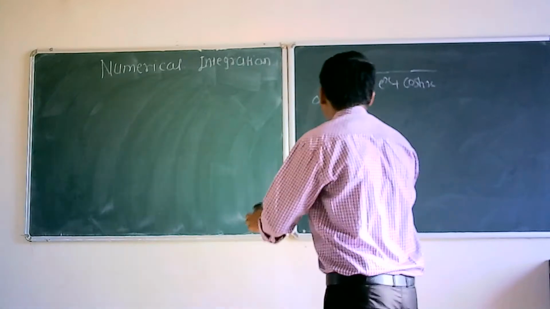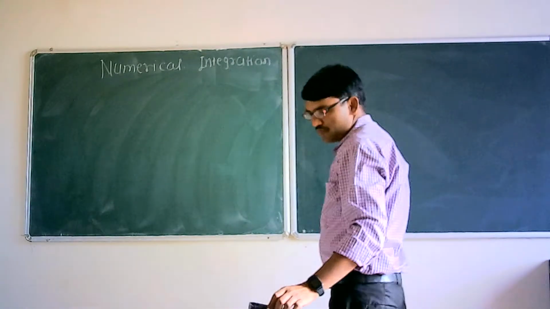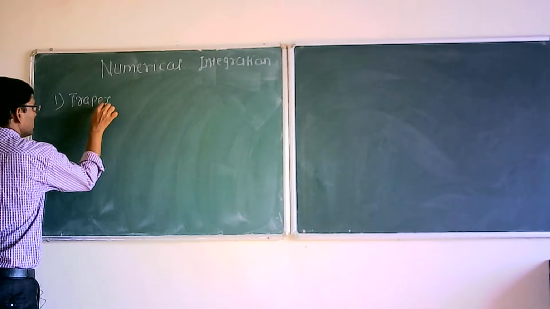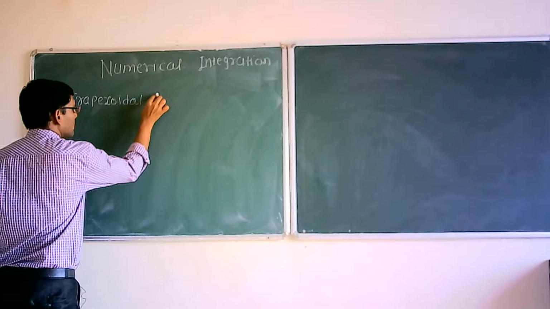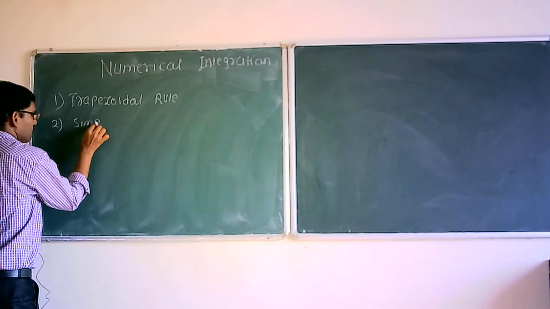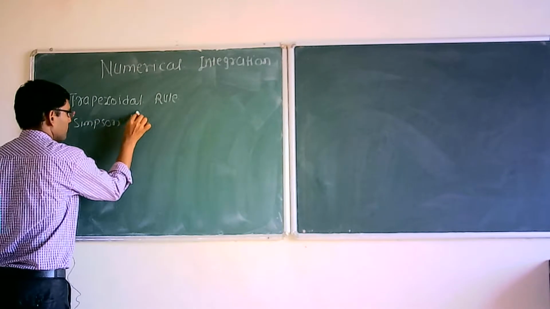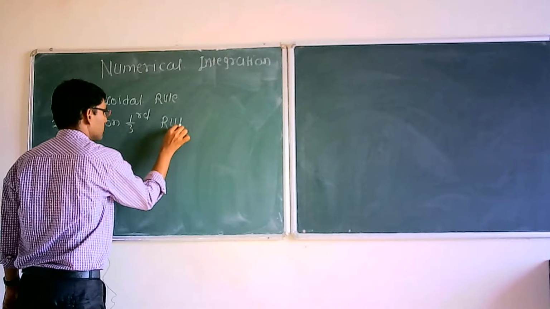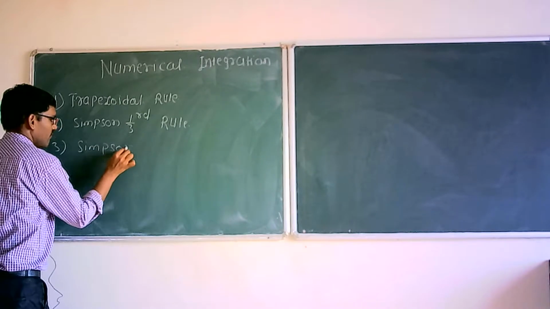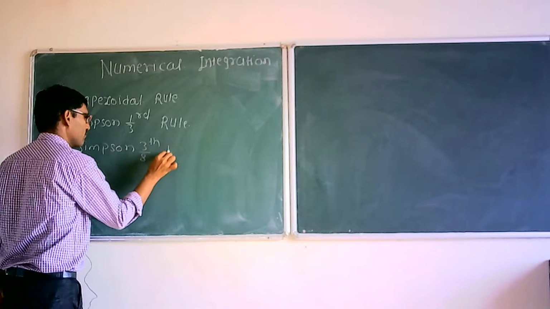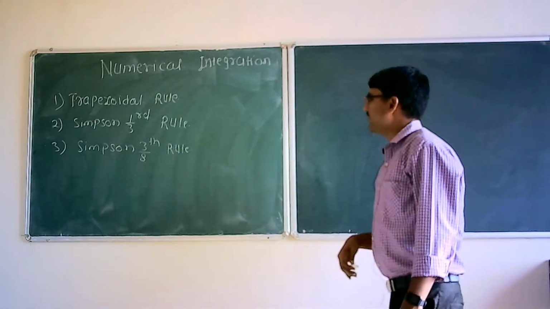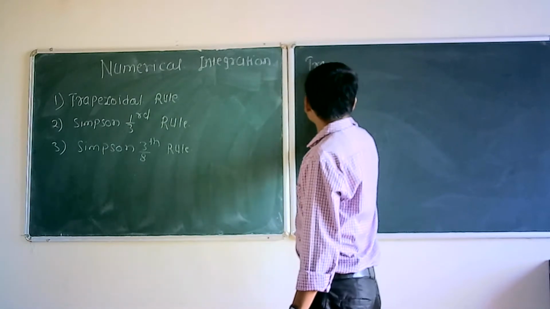There are three methods to solve an integration by using numerical techniques. One is the trapezoidal rule, then second is Simpson one-third rule, and Simpson 3/8 rule. So again we are discussing all these three rules by using an example, but here I am writing the rules' formula.